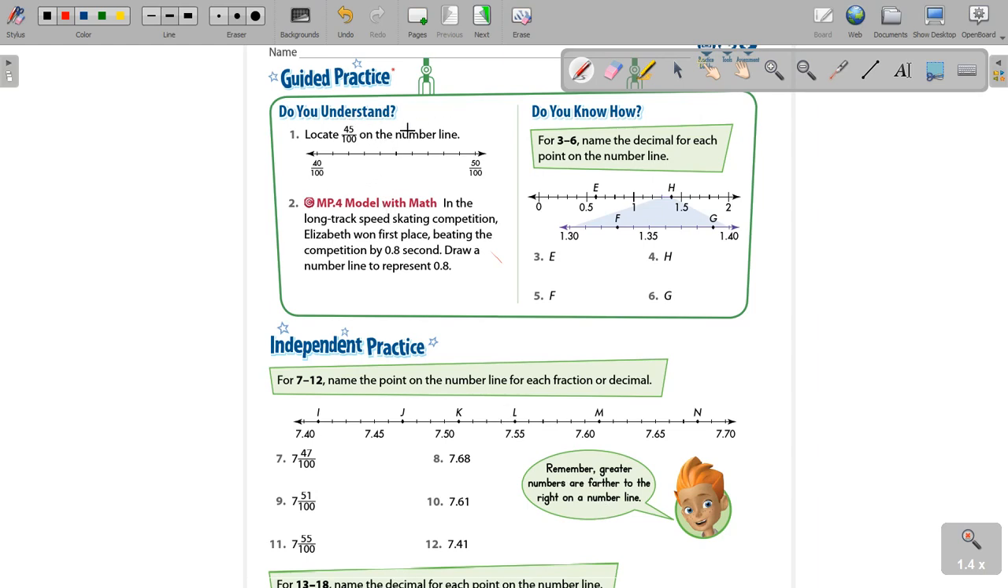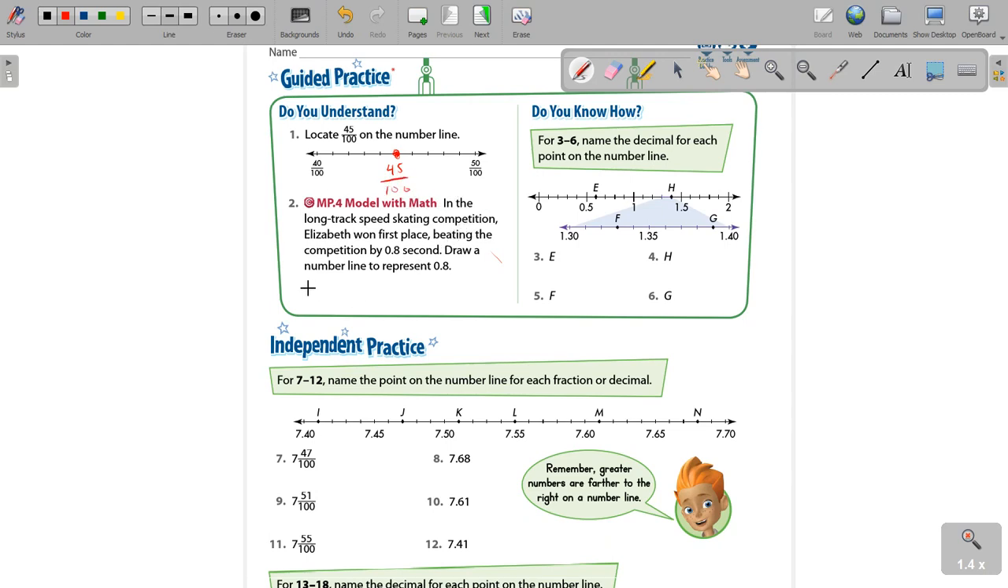Now for this first one, this is probably one of the easiest ones on here. It says locate 45 over 100. So 45 100ths on the number line. Well, if this point on the left is 40 and this point is 50, and you count 5 over from the middle, you can see right here that this is where 45 over 100 would be. So that one's easy enough.